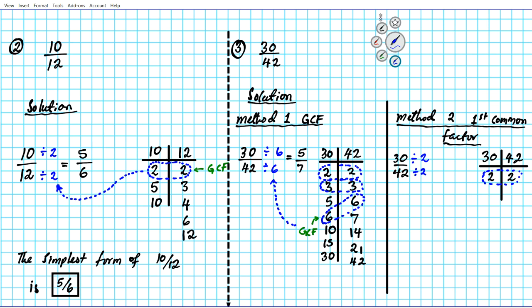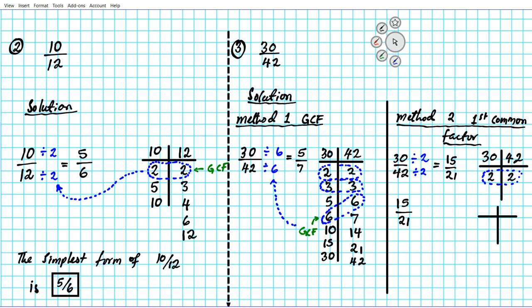Bam. When you divide by that, you get 15 divided by 21. Now, since we didn't use the greatest common factor, we have to make sure that there aren't any other common factors. How do we do that? Well, we have to repeat step 1 by finding the common factors of 15 and 21.